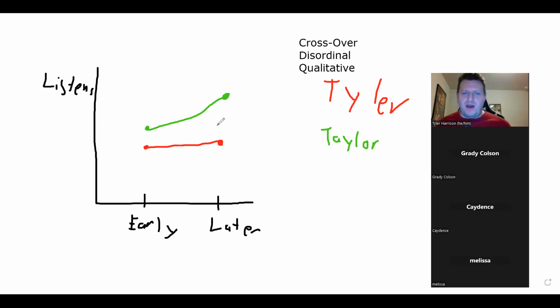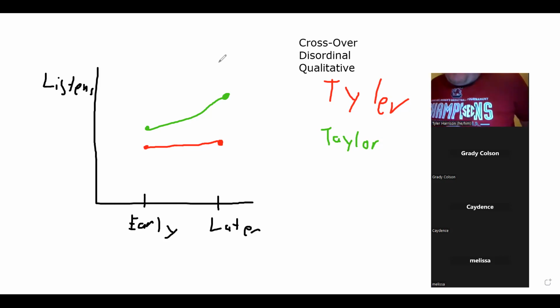Okay. Is there a main effect of time of year? Yes. Yeah, there is. Early is about right here. Later is about right here. That is an improvement. People are listening more later on in the year. So I've got a main effect of year. Is there a main effect of artist?